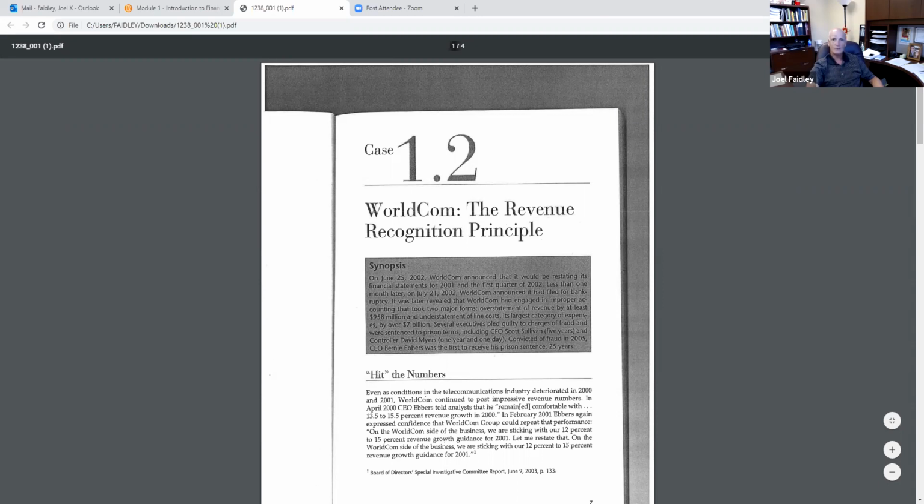And I can't remember if they both went to jail or just Ebbers. Seems like both of them did. Several executives. Yep. Guilty to charges of fraud, were sentenced to prison terms, including CFO Scott Sullivan, 5 years, Controller David Myers, 1 year and 1 day. Doesn't talk about Ebbers, but I know he went as well. Oh, there it is. Convicted of fraud in 2005, the CEO was to receive 25 years. Well, 5's not as bad as 25, and 1's not as bad as 5, but still, we're talking about prison time for cooking the books.